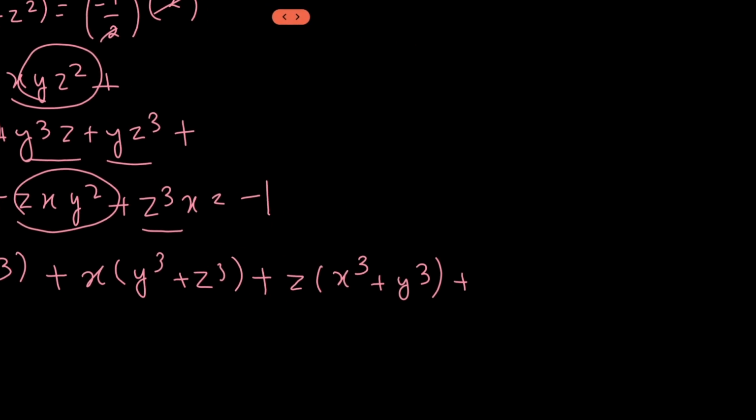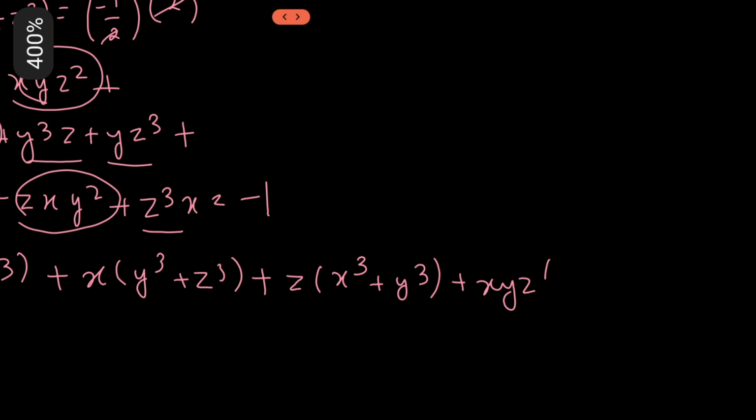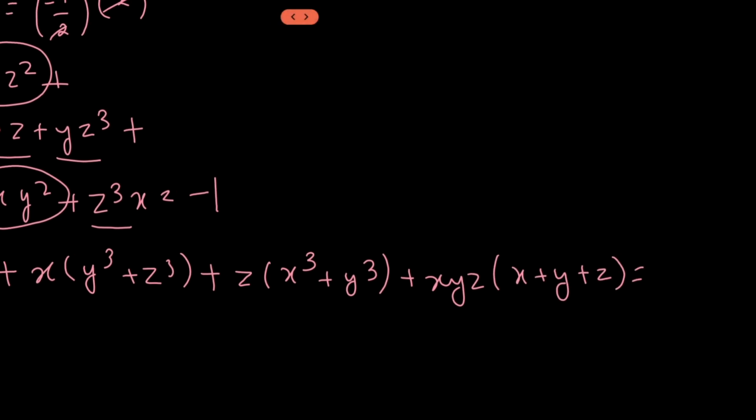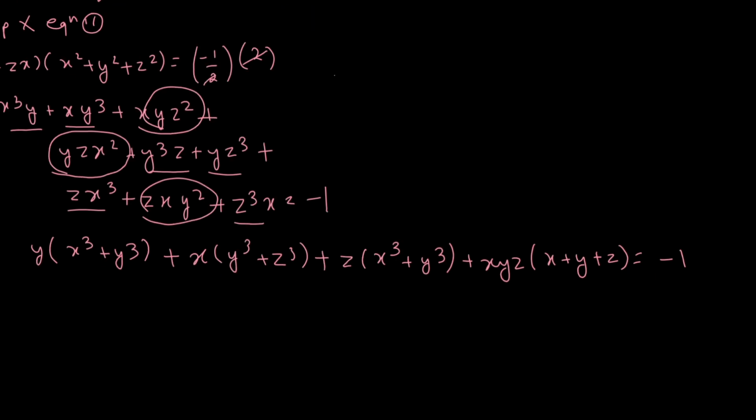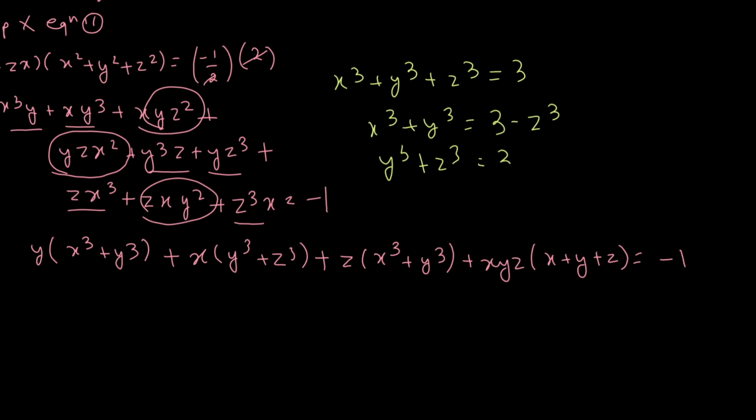So if I take xyz common, inside the bracket we will have x plus y plus z, and this thing would be equal to negative 1. Now the equation number 3 that we were having was x cube plus y cube plus z cube is equal to 3. From this particular equation, the value for x cube plus y cube would be 3 minus z cube. Again from the similar equation, y cube plus z cube would be 3 minus x cube, and from the same equation the value for x cube plus z cube would be equal to 3 minus y cube.